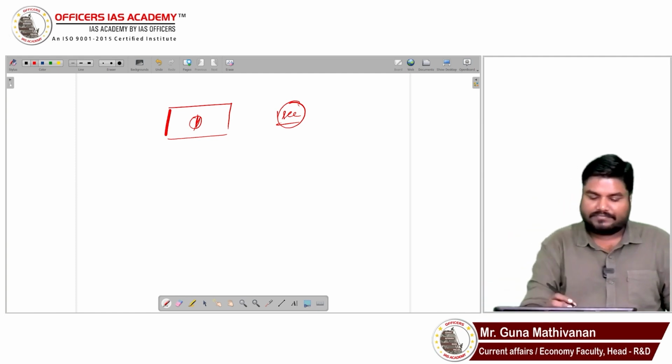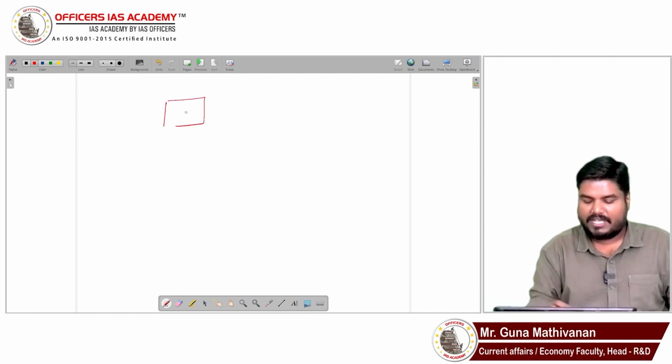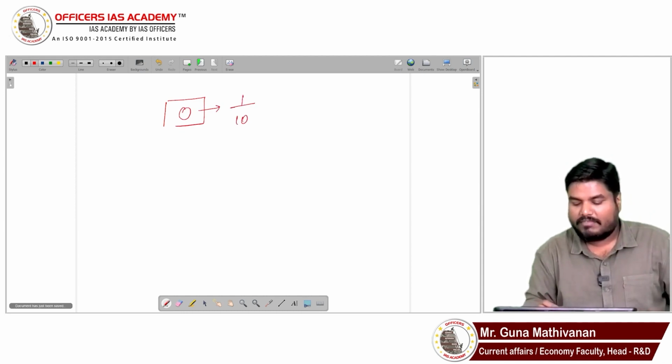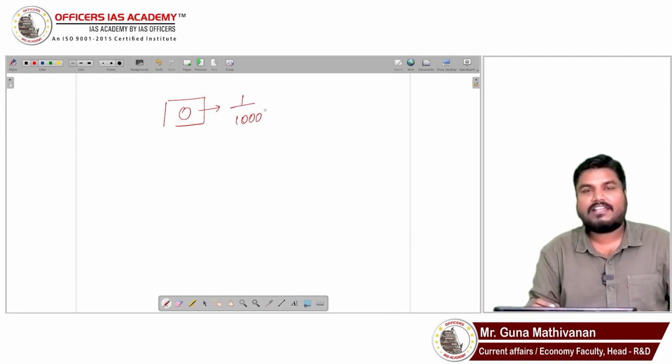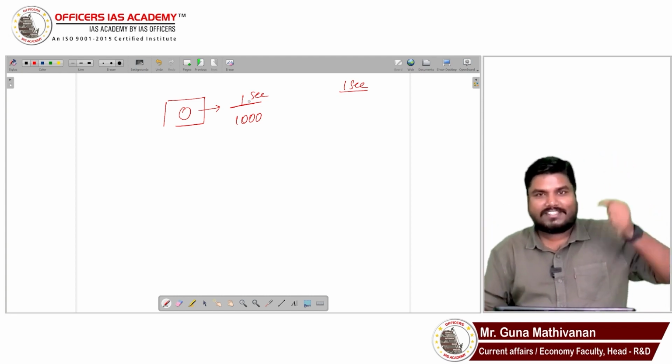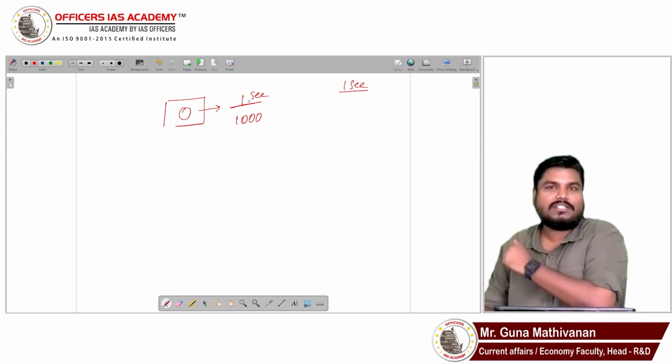Now imagine I have a camera that has a shutter speed of 1/1000th of a second. That means what? I have 1 second, and I am dividing that 1 second by 1000 times.